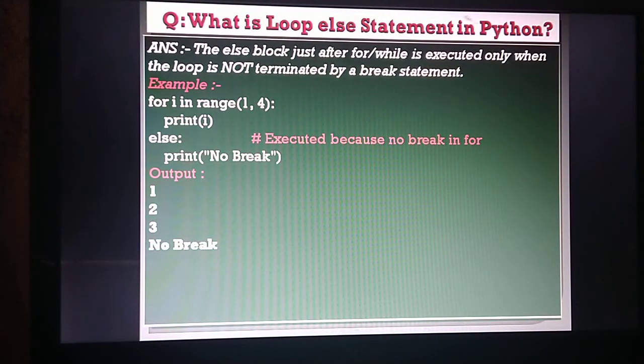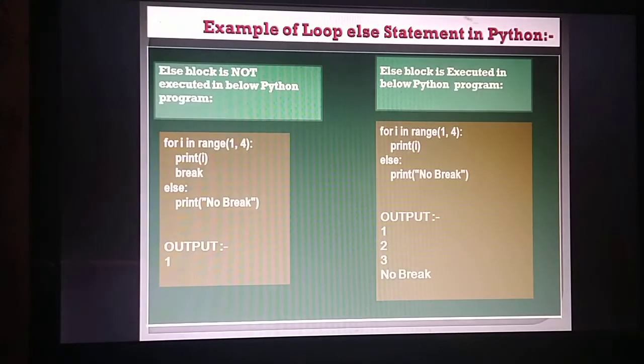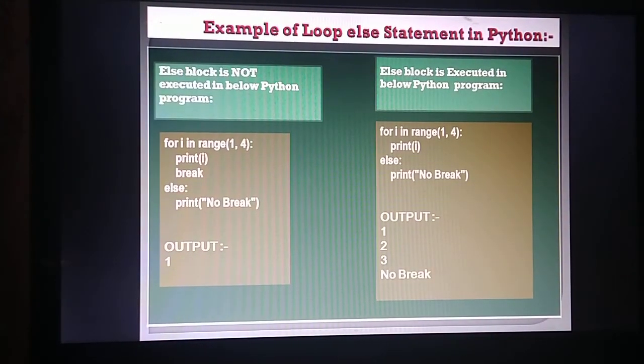Now, what is a loop else statement? The loop else statement is the else block just after the for or while loop, which is executed only once when the loop is not terminated by a break. If the loop runs successfully from first to last without any interruption, then the else statement, for example printing no break, will execute. So the loop will run 1 2 3 successfully, and after that the else part will execute. If the loop is broken inside any condition, then the else part will not be executed. Here are a few examples of the else block.